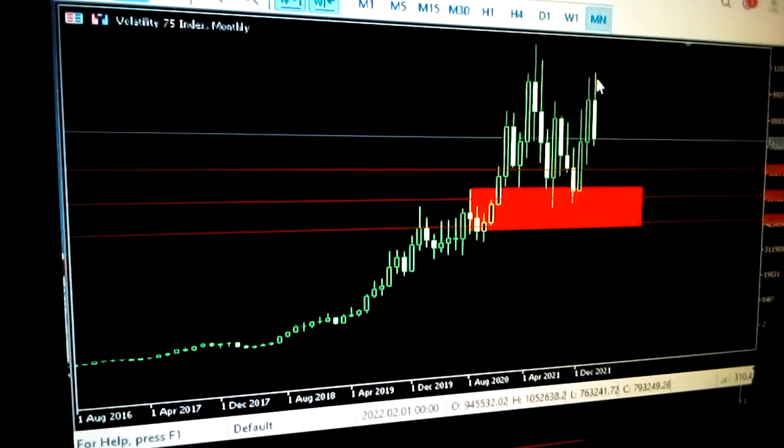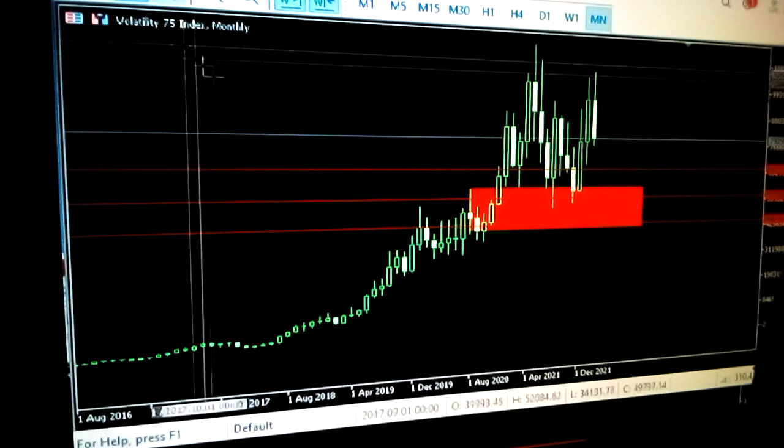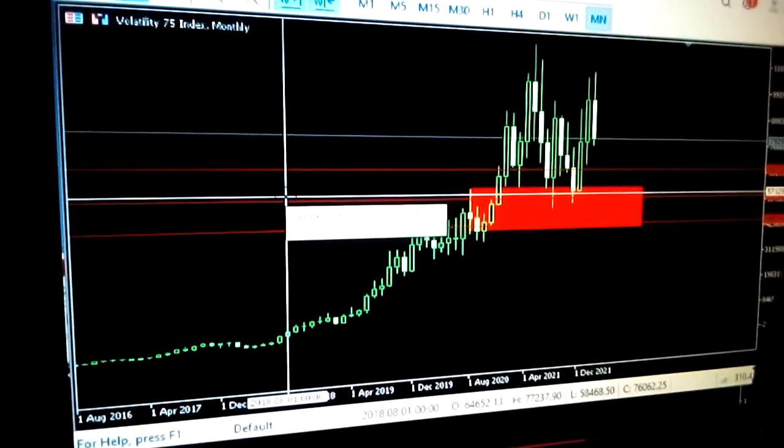Then right now we do have what we can call a pullback, but for me we are coming down up to this level here, which will be 57,571,293.49. That's the level. Maybe I think for me we are coming back. So let us first of all look at the monthly, weekly, daily, H4 and H1. So let's break it down.